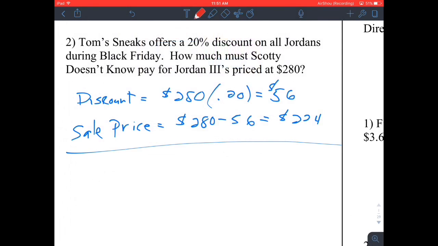Once again, if you understand percentages, there's an alternate way to do this. If you're saving 20% of the cost, that means you're going to be paying 80%. So another way to do this problem is to take the original price and multiply it by the percent that you are paying. This is very similar to the previous tax problem. The percent we're paying there was 107%. Here we're paying 80%, which is 0.80 or 80 hundredths. And that's going to also give you $224.